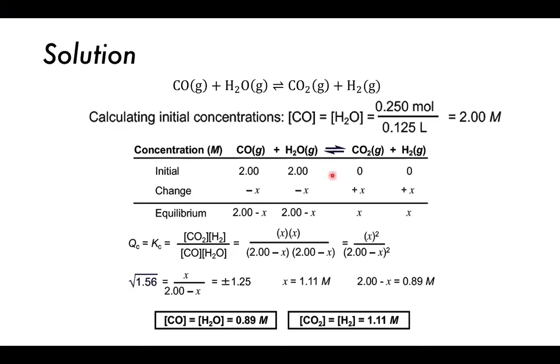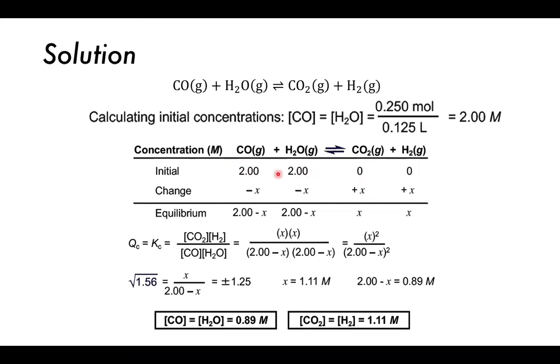So here is how we would do it. We would create our balanced equation at the top: carbon monoxide plus water gives carbon dioxide plus hydrogen. Calculating our initial concentrations, the carbon monoxide concentration is equal to the water concentration, which is equal to 0.250 moles over 0.125 liters, which is the volume of the flask, giving a concentration of 2.00 moles per liter. Then we create our reaction table, which has our balanced equation at the top, our concentration changes on the side, and in here we have our concentrations.